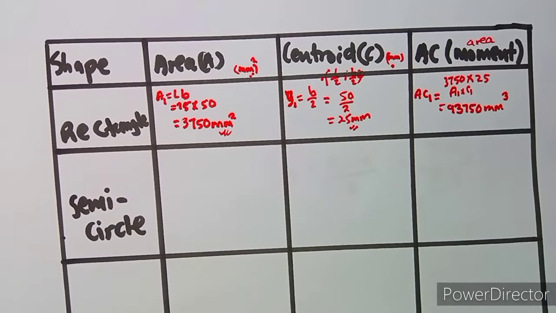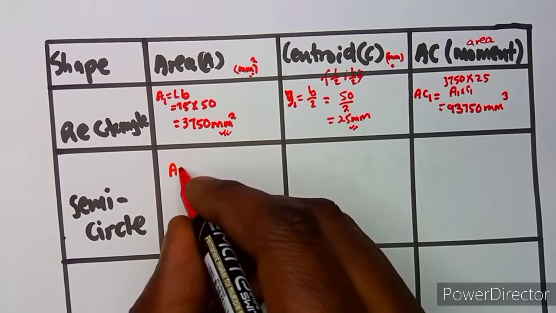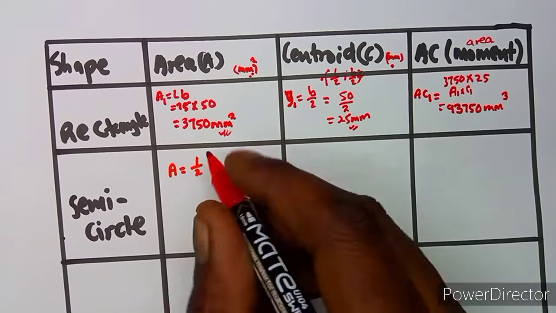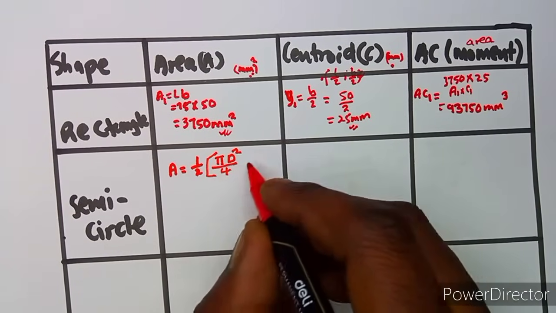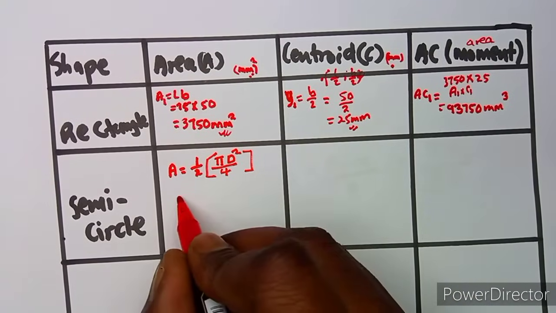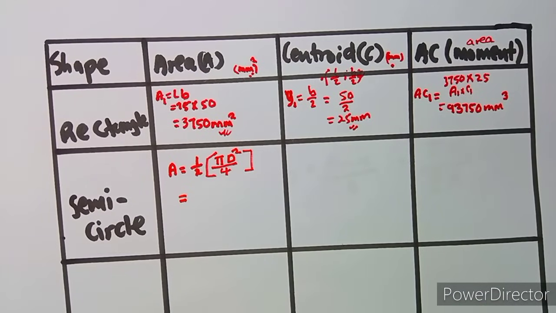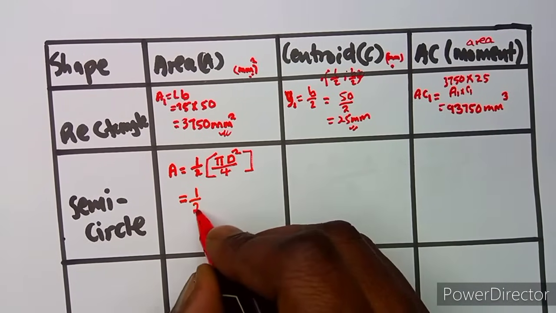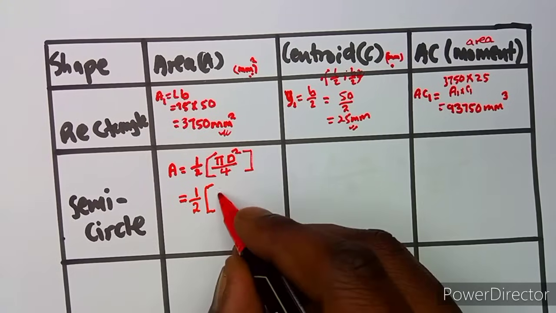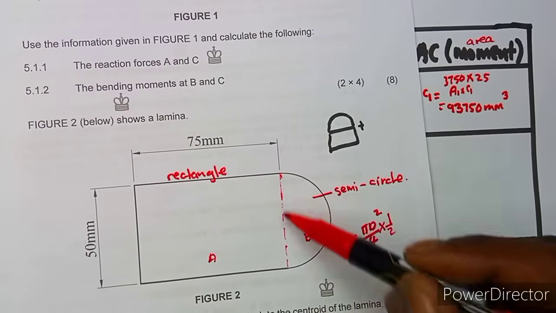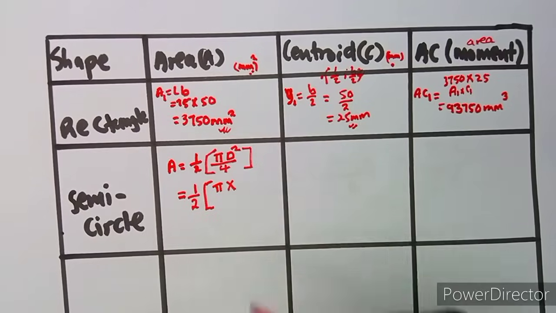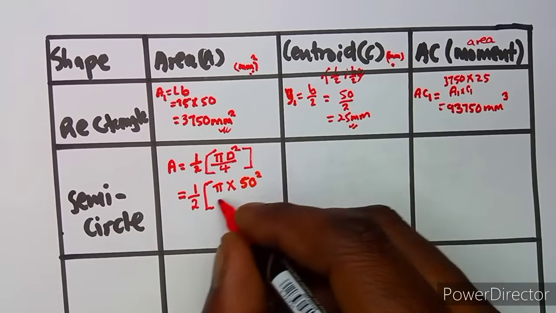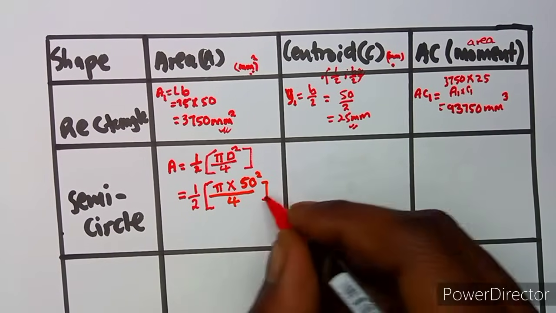So I'm just going to adjust from the area that we know of a rectangle. I'm going to put it as half pi d squared over 4, since we have the whole circle here, and half of it now, that is the semicircle. So the diameter, you can simply see here, is from this point to this point, which is 50 millimeters. So that is your diameter, 50. So that's 50 squared, everything over 4. That's your area in this case.